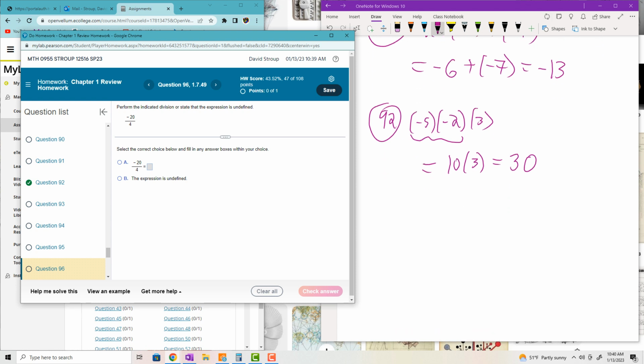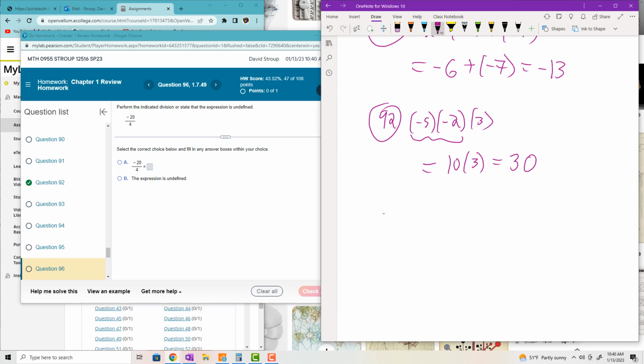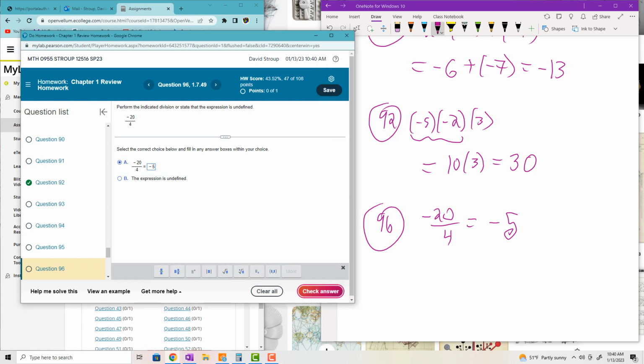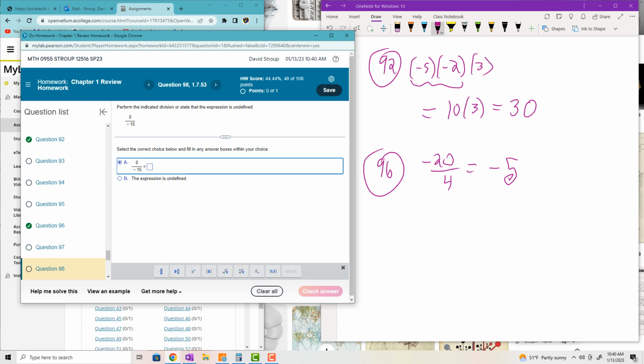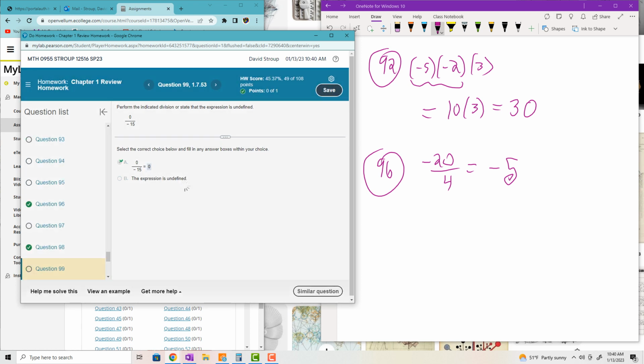The division process, the way signs work with division is the same kind of deal. A negative divided by a negative is positive. Negative divided by a positive is negative. A positive divided by a negative is negative, and a positive divided by a positive is positive. Okay. In this problem 96, I have a negative divided by a positive, so that's going to be negative. 20 divided by 4 is 5. Negative divided by negative is positive. 0 divided by anything besides 0 is 0. So 0 over anything is 0, except if you're dividing by 0, and we worry about that later on in life. If you divide by 0, that's bad news. That's when it's going to be undefined.